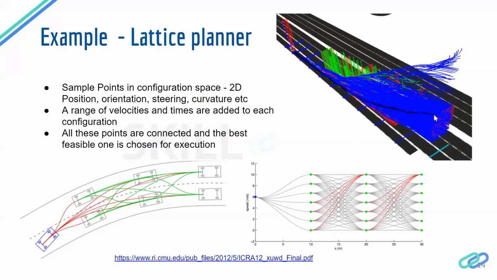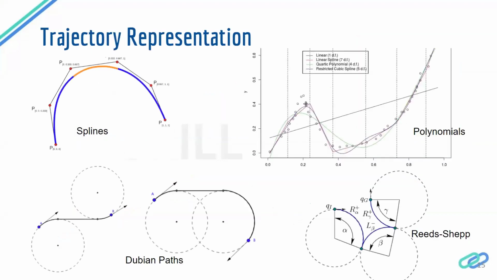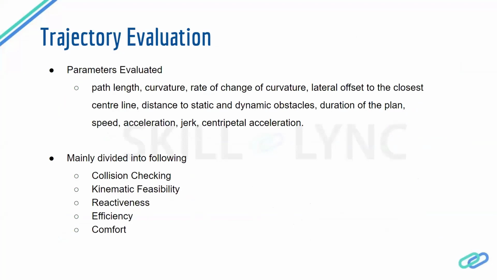Now all of these trajectories are evaluated and each one is checked, and then the best one is selected. So how to choose a best trajectory? What is a good trajectory? That's what we will look into in the next slide. Before that, let's look into the trajectory evaluation, then we look into the trajectory representation.